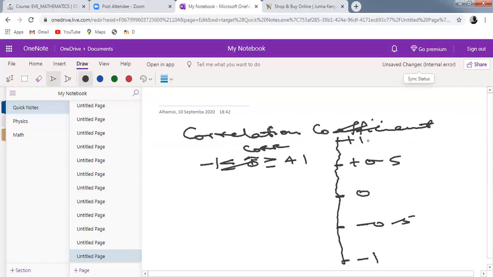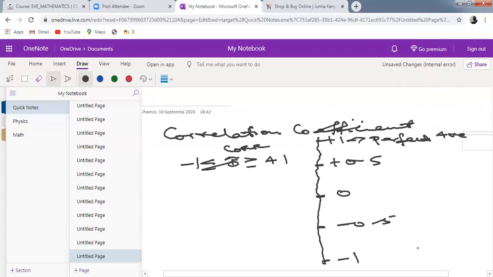So this +1, it is actually referred to as a perfect positive, and this -1 is referred to as a perfect negative. Perfect positive will arise as a result of this particular scenario.